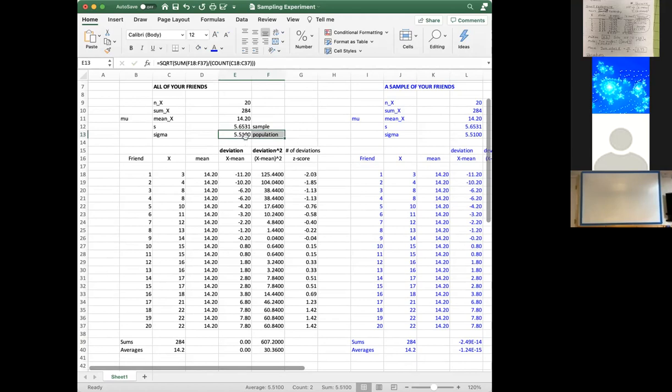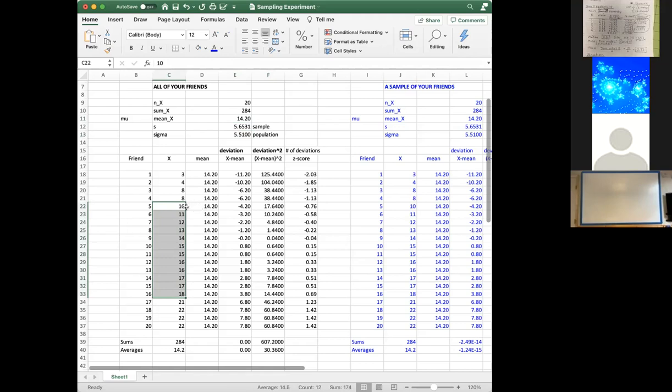And basically, most of your friends are at that average of $14 in their pocket with a standard deviation of $5.50. So that is what most of your friends have. What's 14.20 minus 5.5? That would be about 8.70. So a little more than $8. What's 14.20 plus 5.5? That's 19.7. That's pretty far up there.